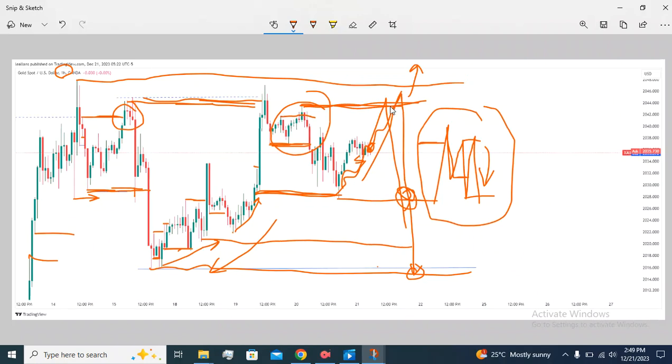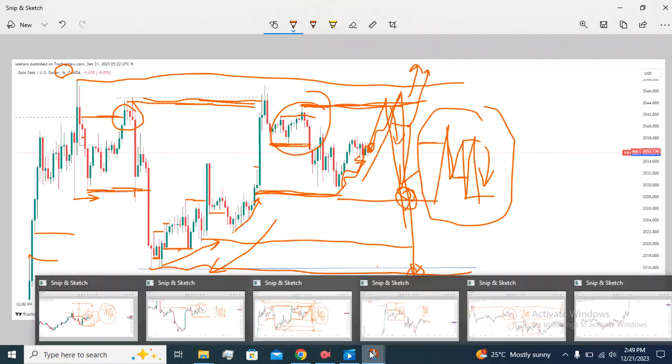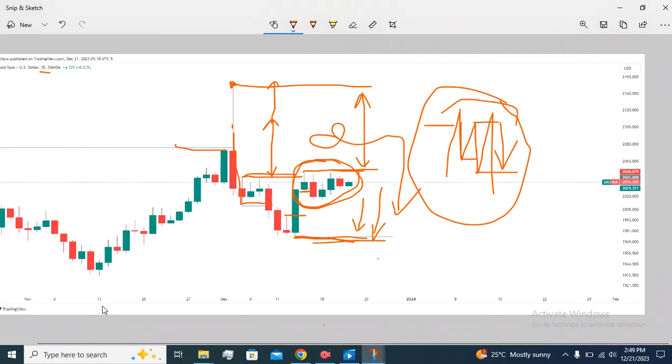So it's important to take some pips, right? If it's interested in going up there, then you could have taken some partials there. But if it rallies with us, then cool, we'll be fine with it. So that is for gold today. That's what I can say about gold, a small bit of technical analysis on gold.